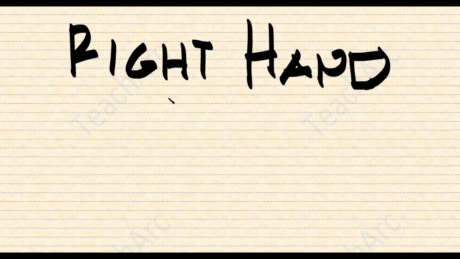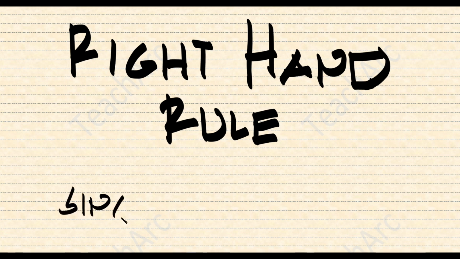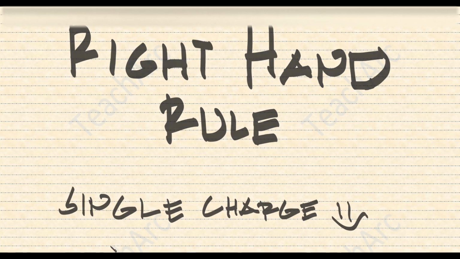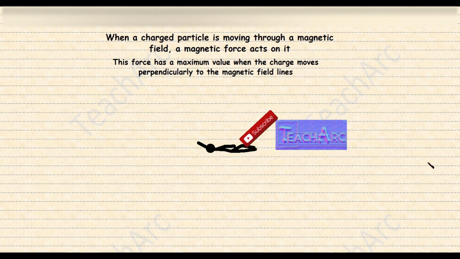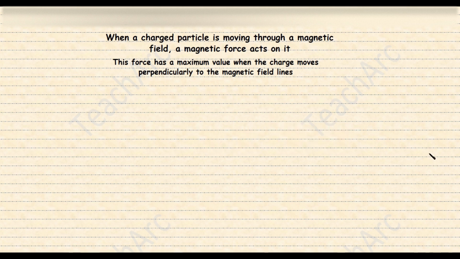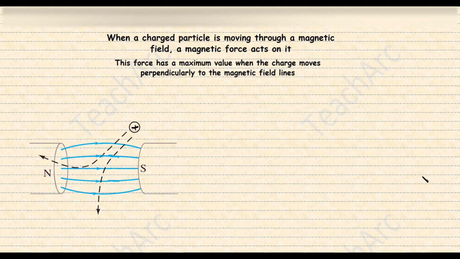The right-hand rule describes the direction of the magnetic force on a charge due to a magnetic field. When a charged particle is moving through a magnetic field, a magnetic force acts on it. This force has a maximum value when the charge moves perpendicularly to the magnetic field. The direction of the magnetic force depends on the direction of the magnetic field and the direction of the velocity of the charge. In addition, a positively charged particle will be deflected by a force in a direction opposite to that of a negatively charged particle.